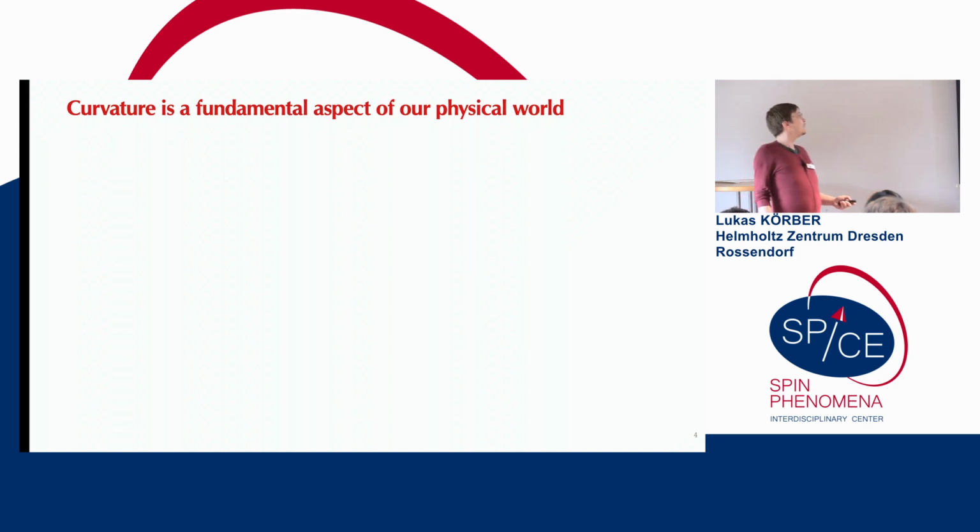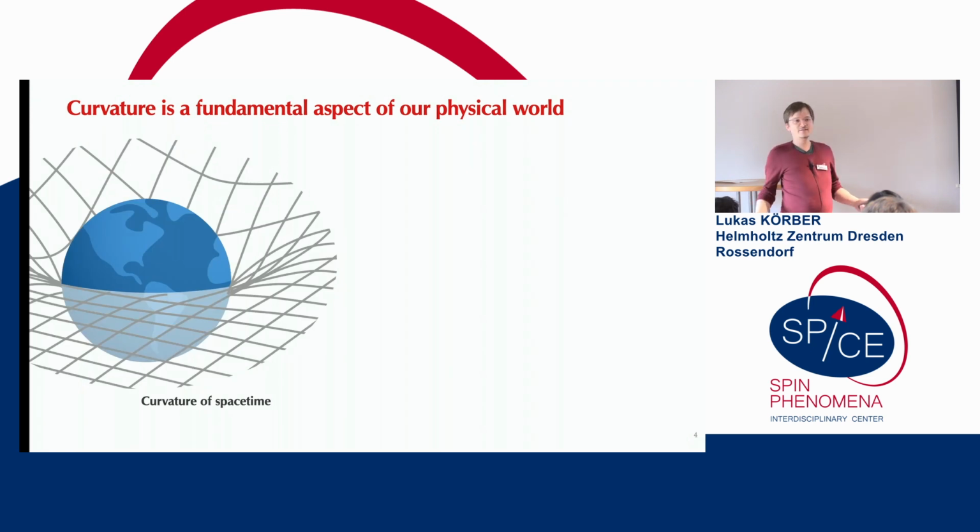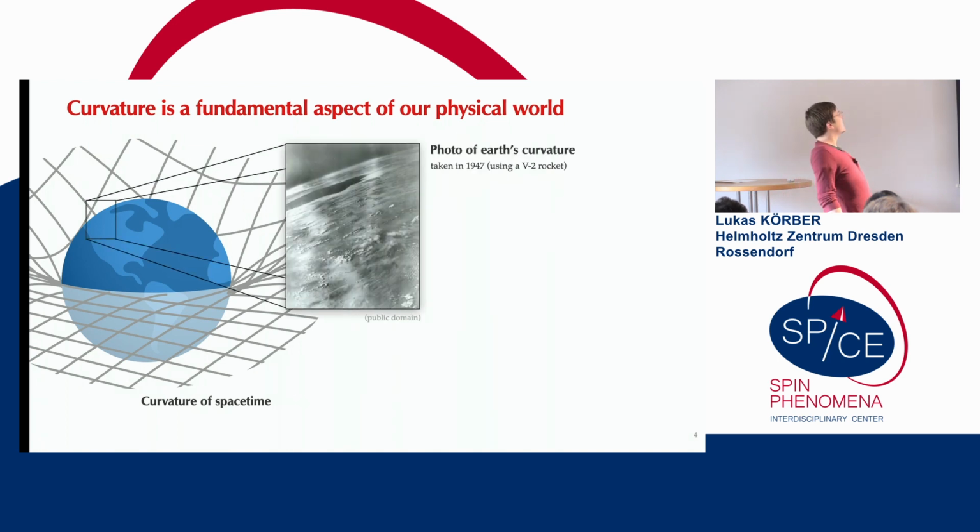We experience, for example, the curvature of space-time every day as the ordinary gravity that keeps us on this planet. In fact, it's the same gravity that makes the Earth round in the first place. One of the first images that could prove that the Earth is indeed spherical was taken in 1947 from the upper atmosphere, actually using a V2 rocket, which is quite interesting, I think.